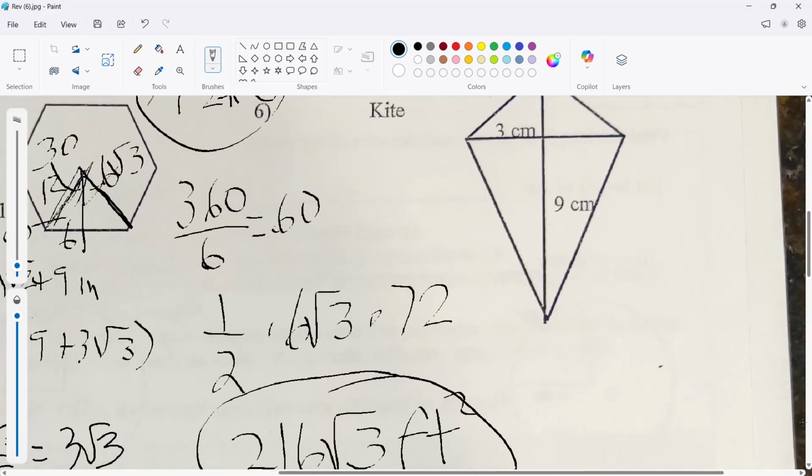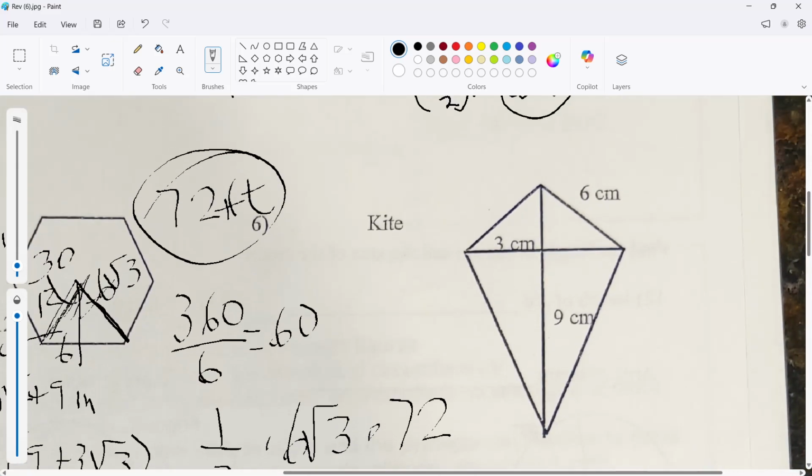Here's a kite. I have to do D1 times, that's centimeters. Let's go fly a kite up to the highest height. Let's go fly a kite and send it soaring. D1 times D2 divided by 2. That's the area of a kite. I multiply the diagonals together, and then I divide by 2.